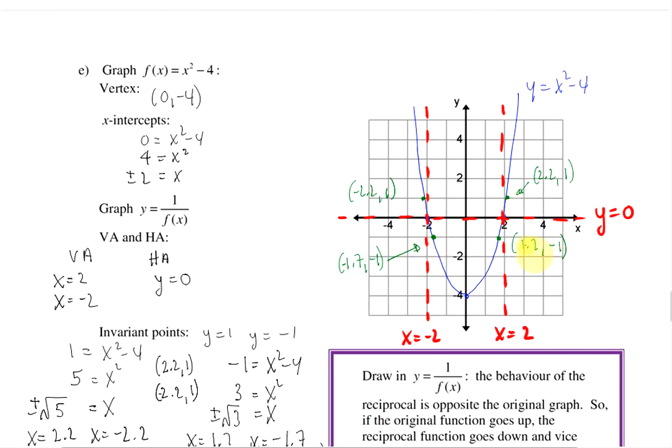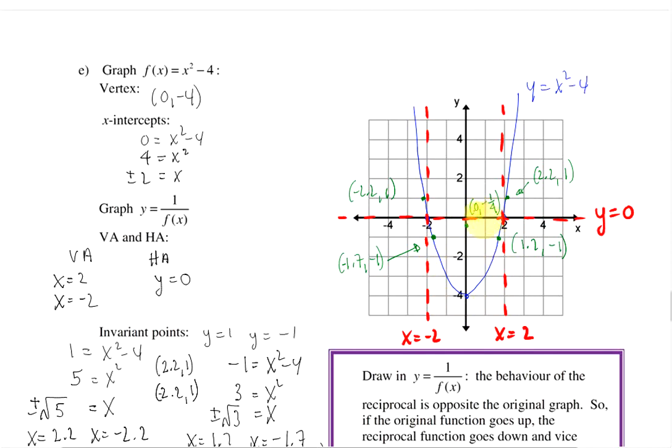Okay, now we're going to put in our relative maximum, which we know is 0, negative 1/4, which is approximately here. And the reason why we call it a relative max is because we're going to find that in between our two vertical asymptotes, that will be the highest point.